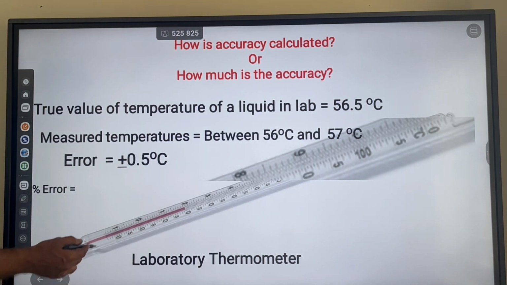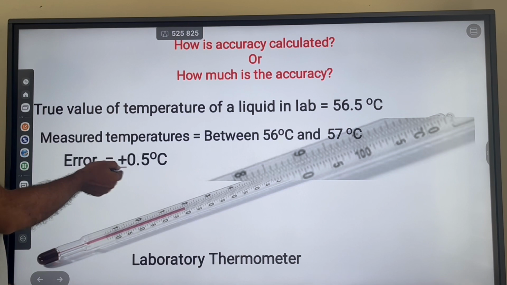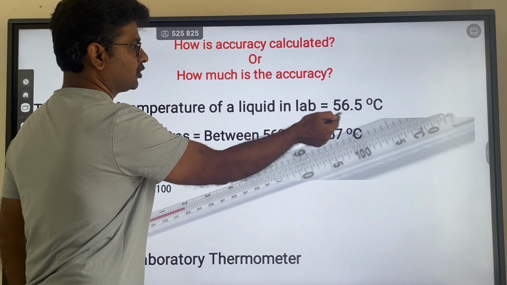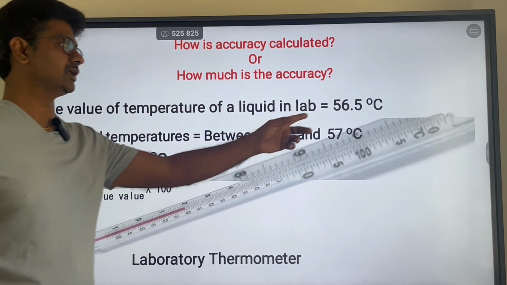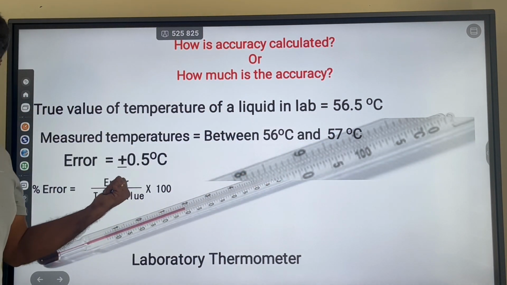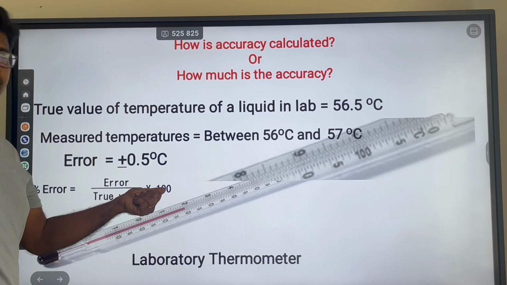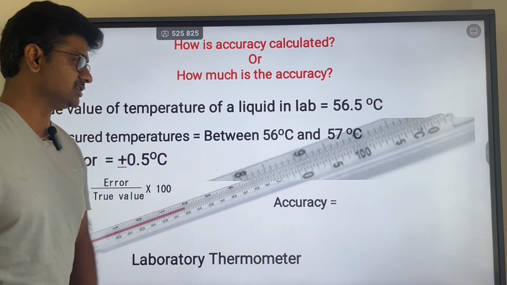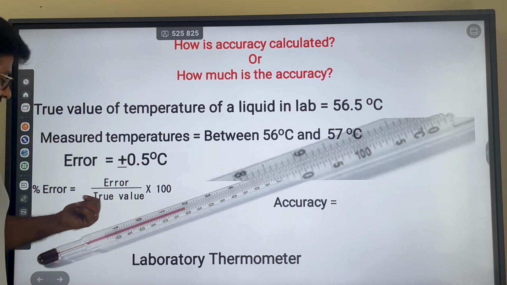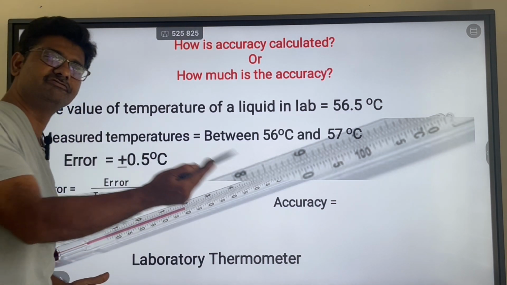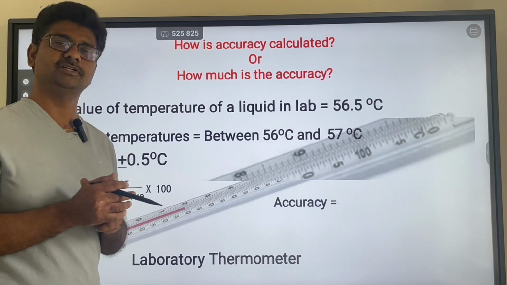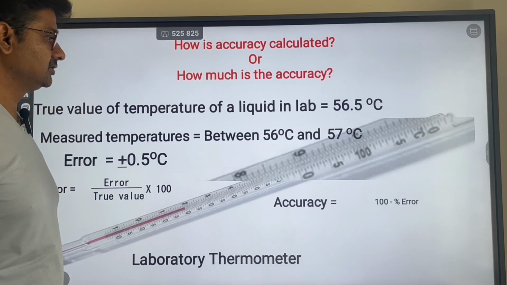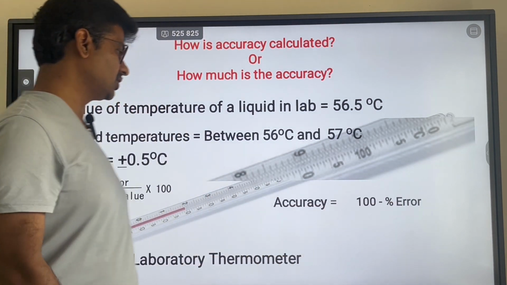Percentage error means 0.5 is the error, divided by the true value 56.5. Out of this true value, how much error are you getting? 0.5. What is the percentage? Into 100. So what is accuracy now? 100 minus this error percentage. That is the percentage of accuracy. How much percent accurate is your measuring instrument? 100 minus percent error.